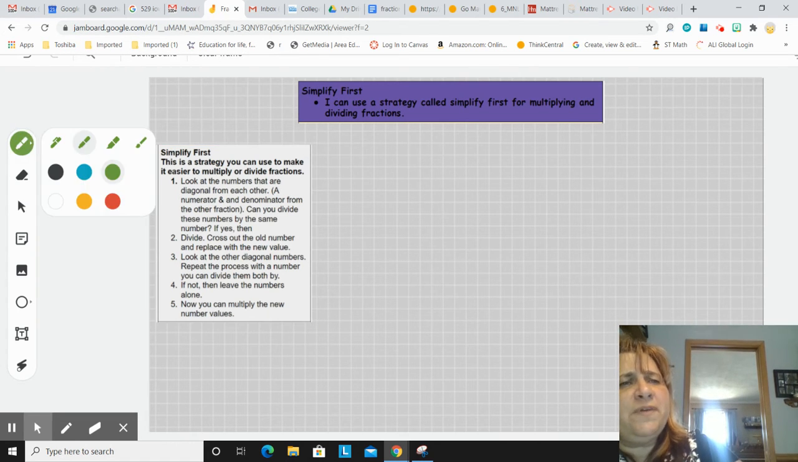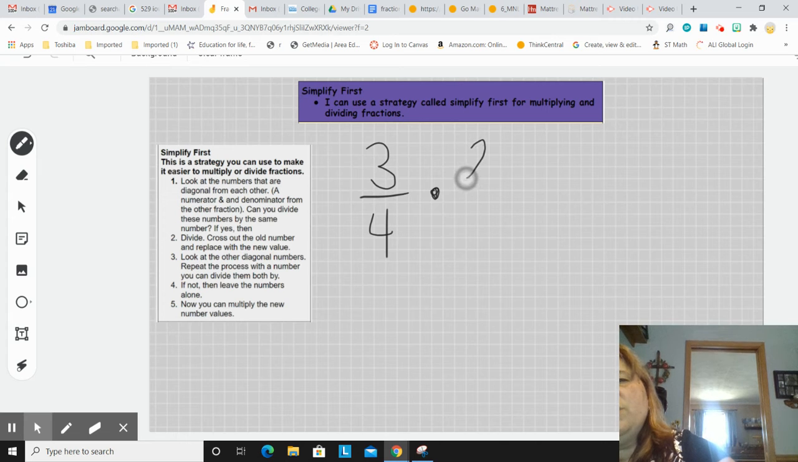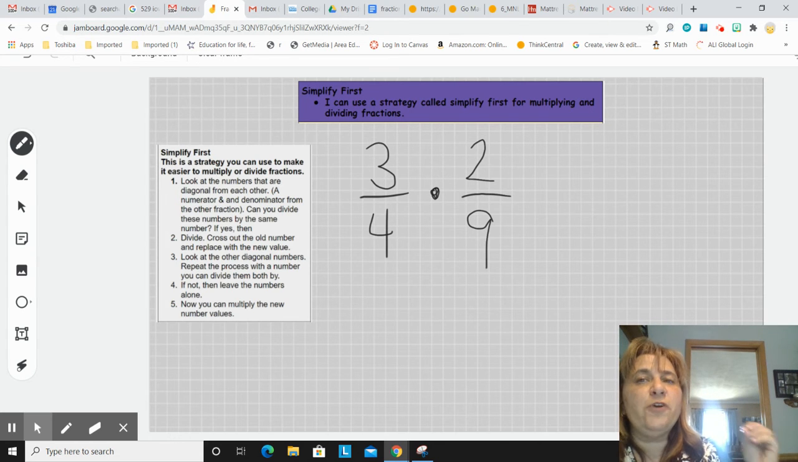Now, when I'm simplifying first, I usually have a multiplication problem. So let me put one up here for you. Let's say that we have 3/4 and we're going to multiply. I'm going to use the dot, boys and girls. We're going to multiply 3/4 by 2/9. Now, we could just multiply across and get our answer, then we would have to simplify after we're done to get our answer. But we're going to work on this strategy today called simplifying first.